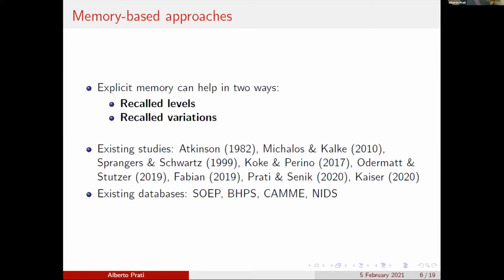Now, how can memory help? I can see two ways. The first is to use recalled levels: ask people how satisfied they were on a common scale some time ago. Another way is to ask for recalled variation: ask people if they are more or less satisfied than in a previous period. Here I'm displaying the existing studies I know that use this approach in some way, and Mark Grisha worked on this topic. These are the existing databases I'm aware of that ask questions about recalled well-being: German, British, French, and South African.